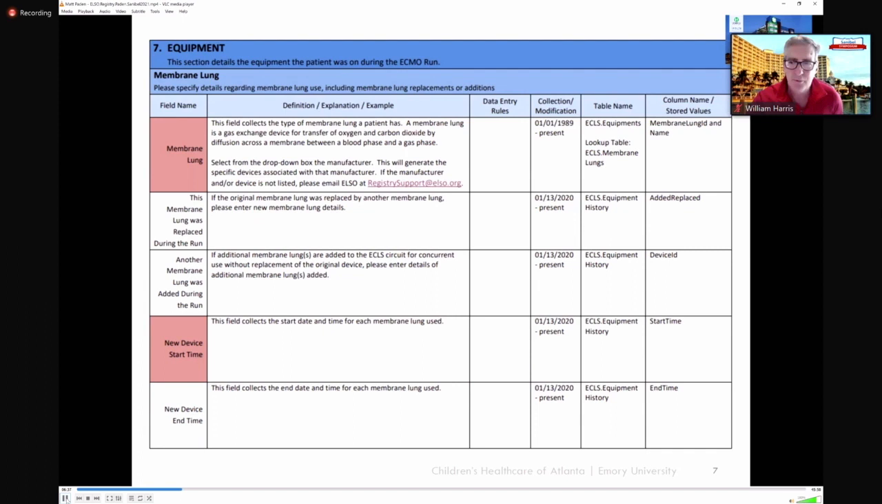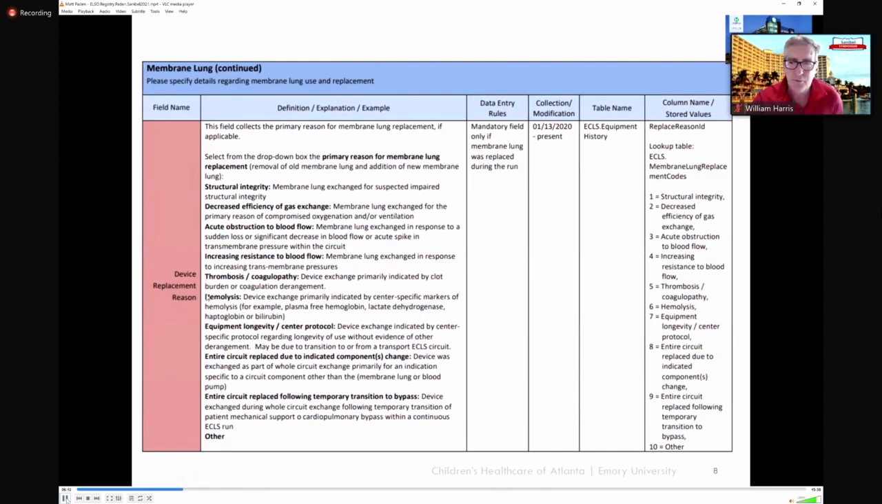Now, the other thing that we collect in terms of membrane lung is, if the device does get replaced, why did we replace it? Your definition here goes down and talks about all of the different reasons why a membrane lung may be replaced, from it's not exchanging gas anymore, to I'm seeing increased resistance to blood flow, to things down here like center protocol. We have some centers that routinely change components. Again, we're collecting this on each of the patients whenever they have a membrane lung that's exchanged out. You see over here we have all the ways these things are coded in the registry so that we can capture that data.